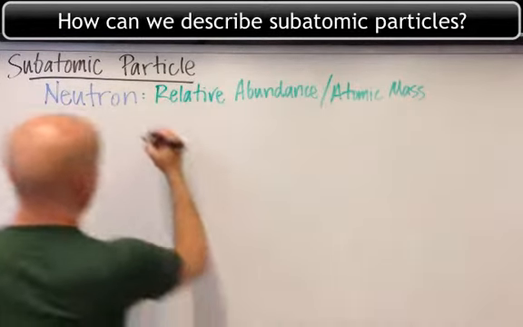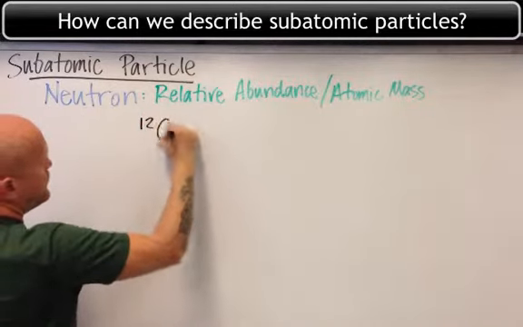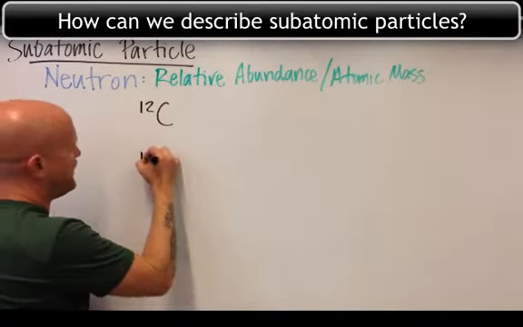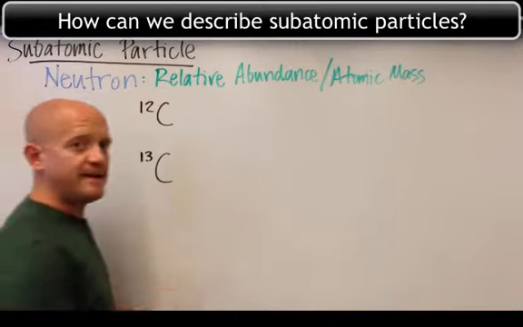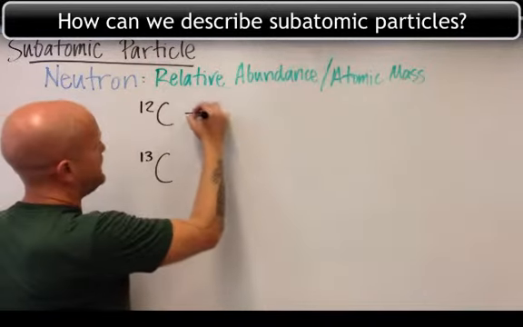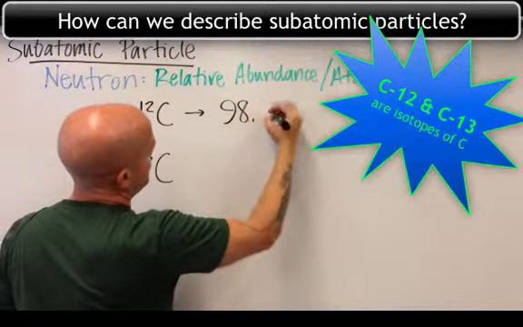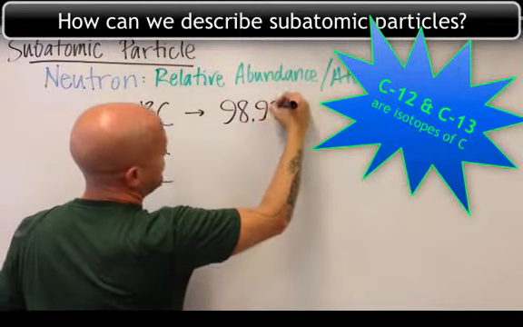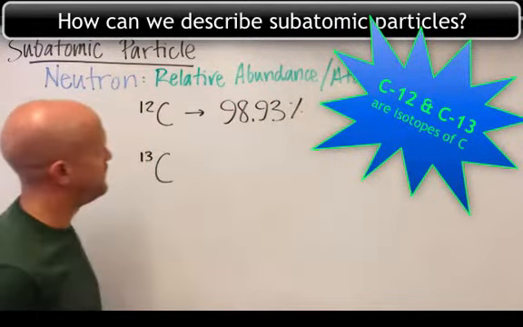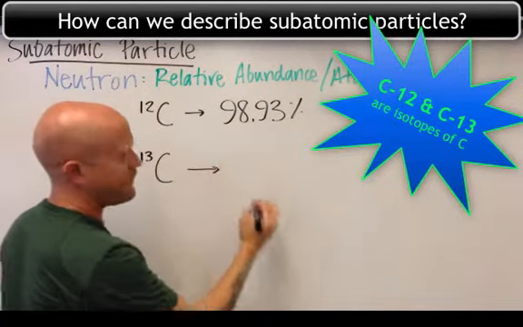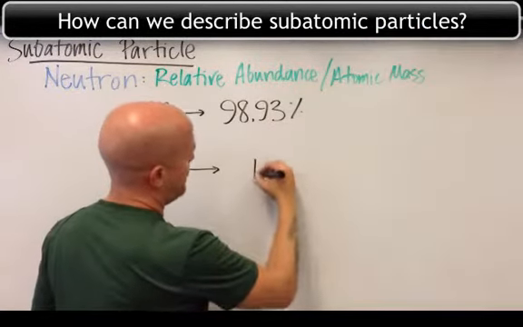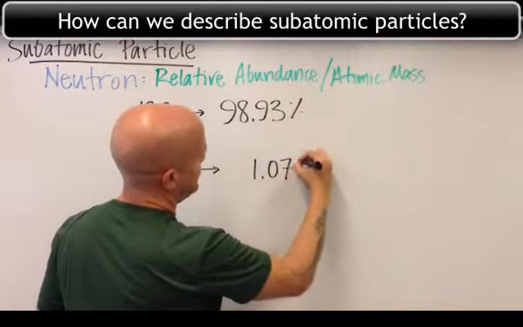So if we're looking at carbon-12 and carbon-13, we will notice that in the universe, or at least on Earth, carbon-12 has about 98.93%. Carbon-13 has 1.07%.